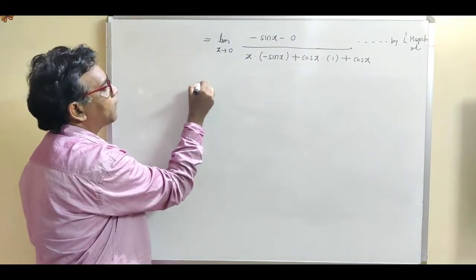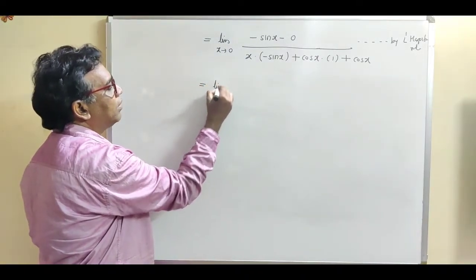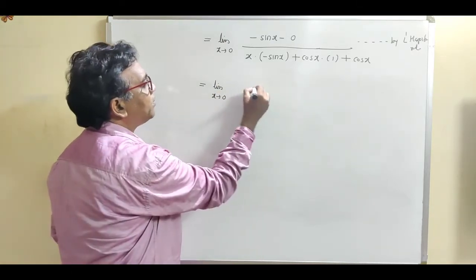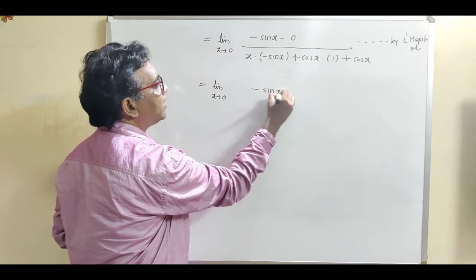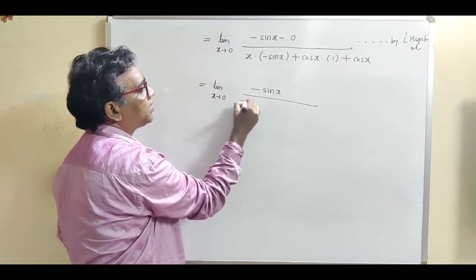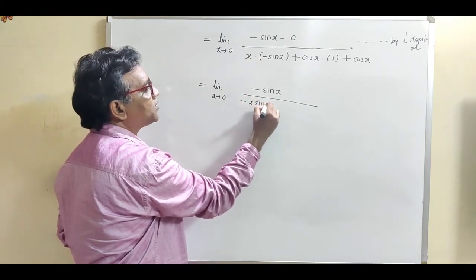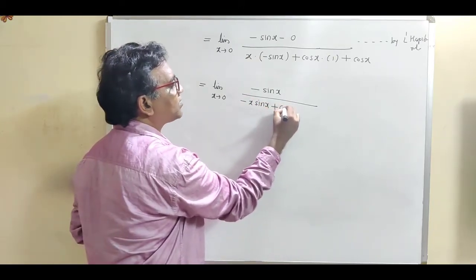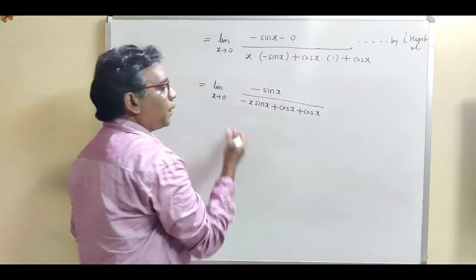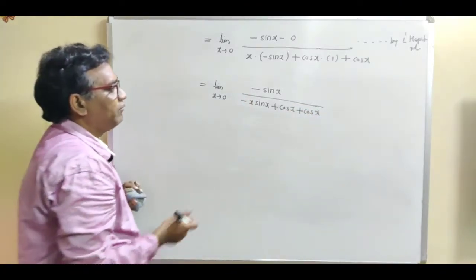So this is equal to limit x tends to 0. So what is the remaining term? Minus sin x divided by, now this is the product with negative sign, minus x into sin x plus cos x into 1, which means it is cos x plus cos x. Now put x equal to 0, we can get the answer.